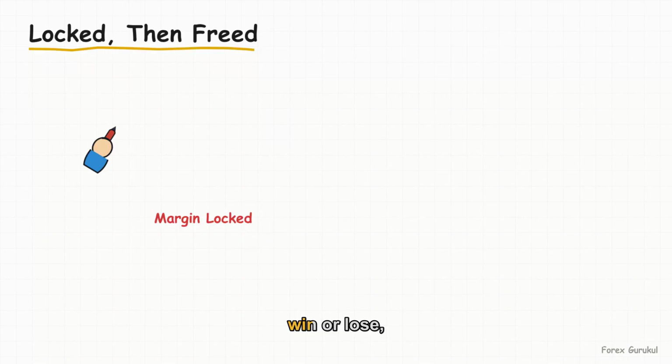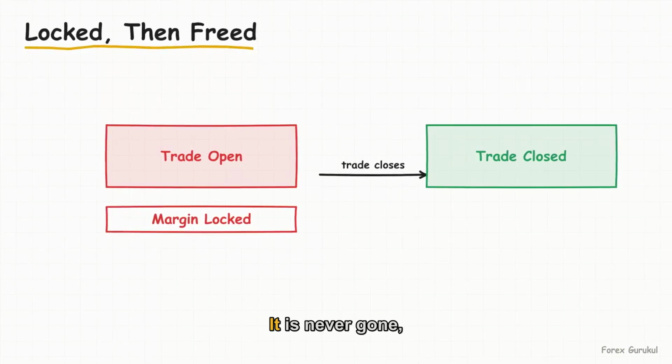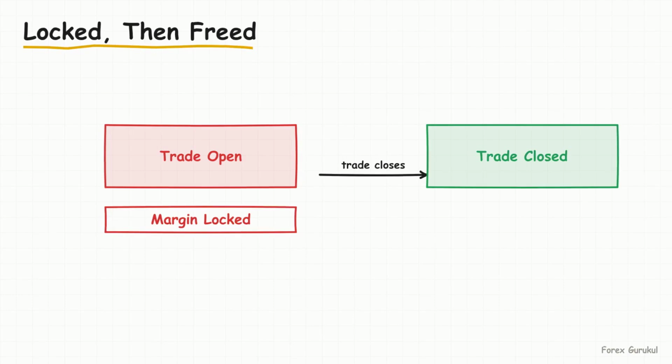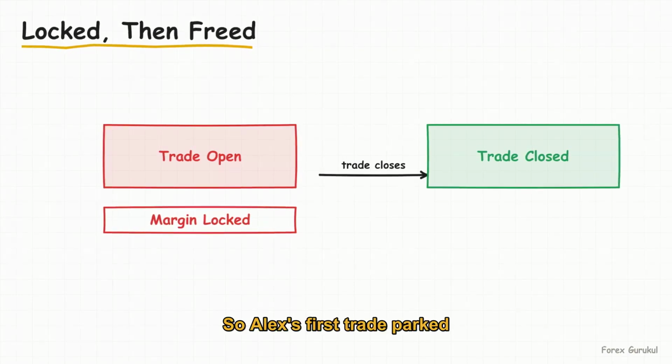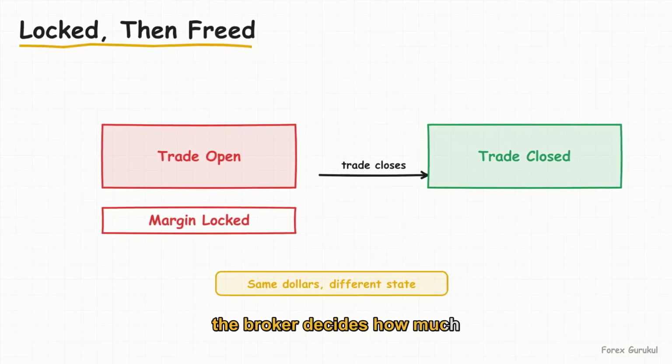While a position is running, that deposit is frozen. It shows up as used margin, and it is untouchable for anything new. The second you close the trade, win or lose, that exact dollar amount unlocks and flows straight back into what is available. It is never gone, it is just parked. So Alex's first trade parked some of his cash. The real question is how the broker decides how much to park.